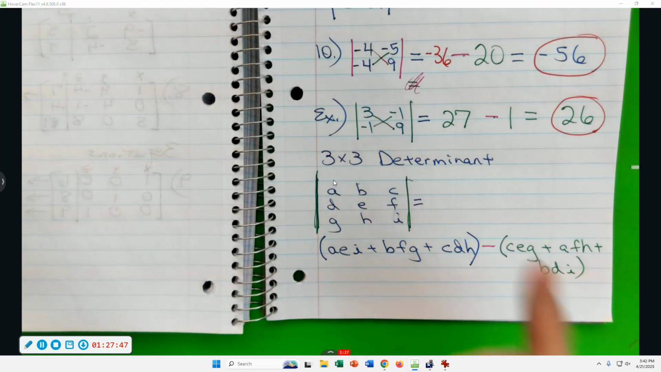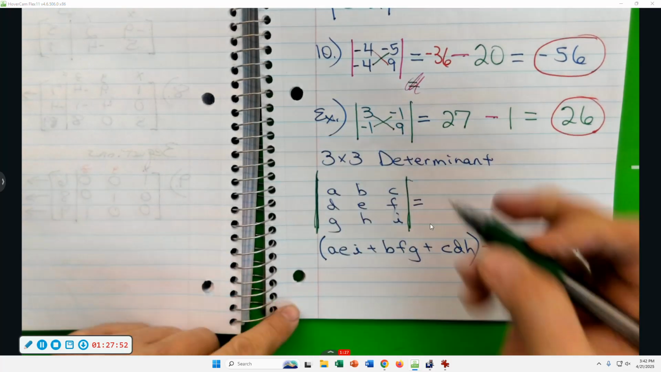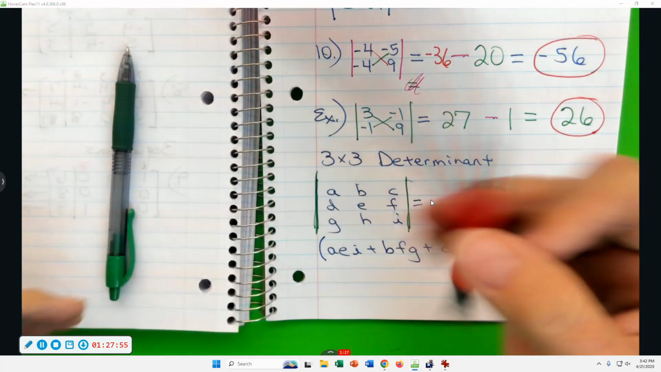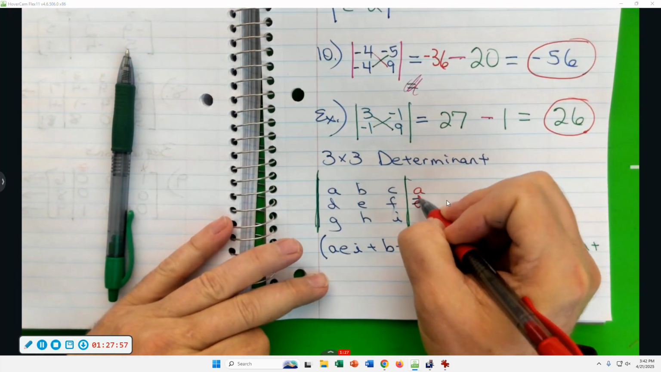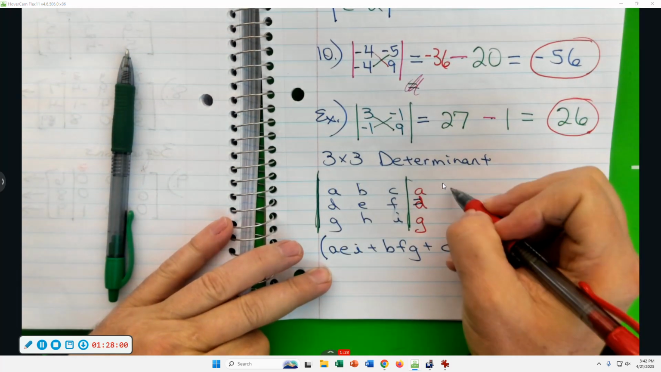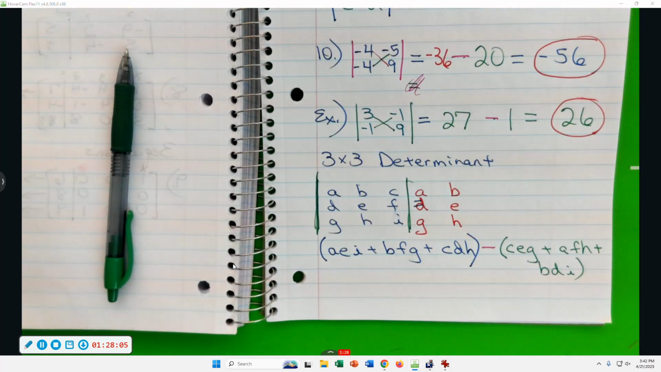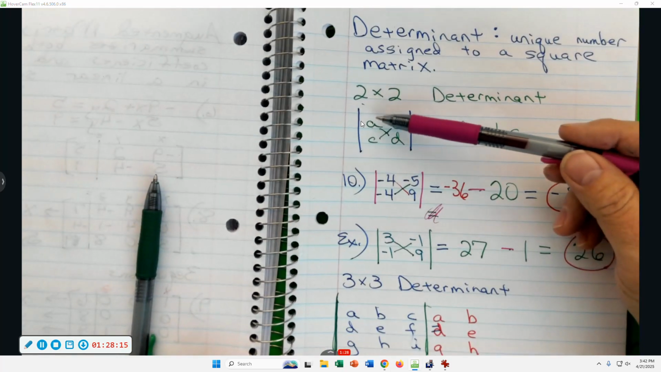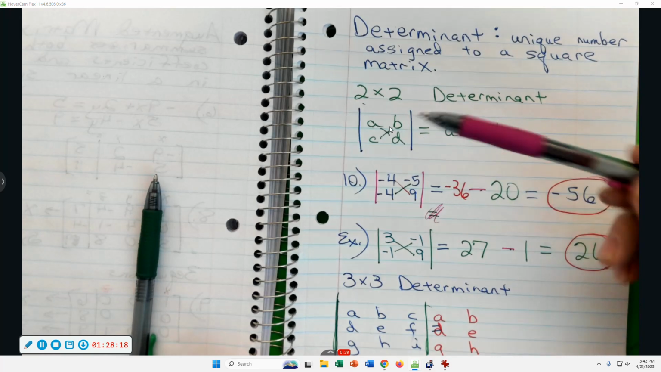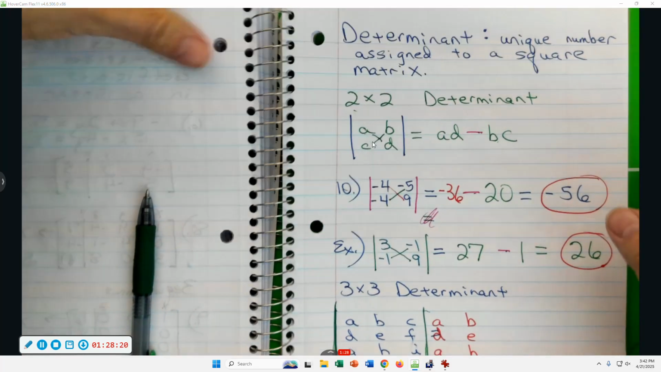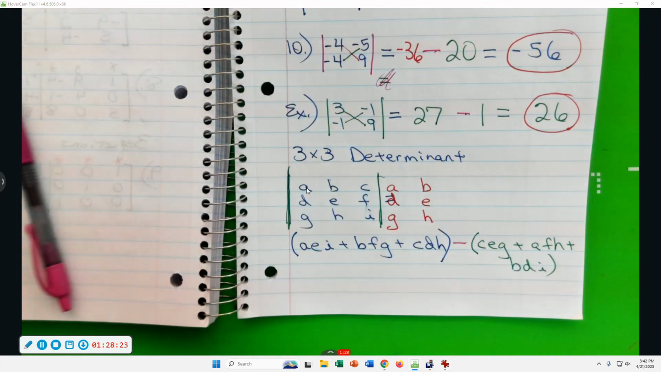Here's my hint to you. Recopy the first 2 columns. I'm going to write in a different color: A, D, G, and B, E, H. Now do y'all see the pattern? There's more than just 2 diagonals in a 3 by 3 matrix. In a 2 by 2 matrix, there's only 2 diagonals: the one falling from left to right, the one falling from right to left. But in a 3 by 3, do y'all see the pattern?